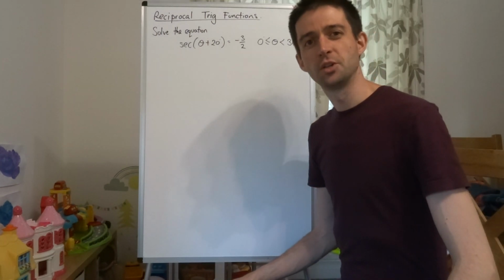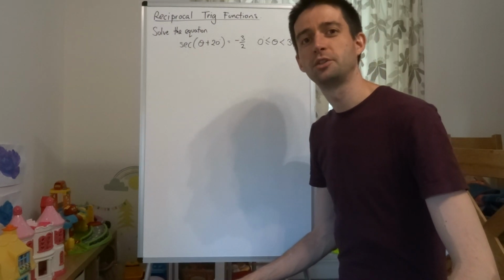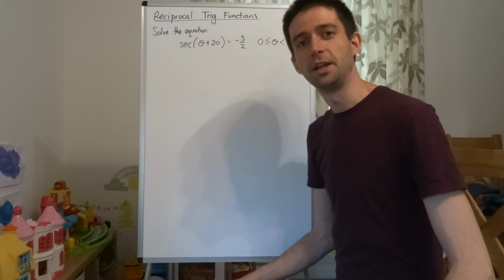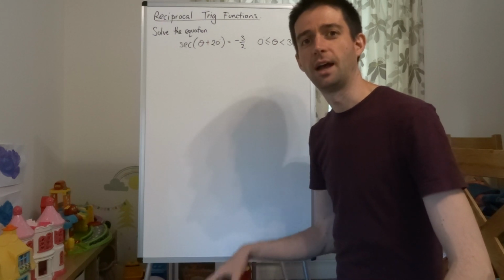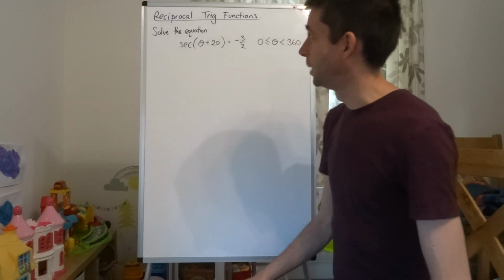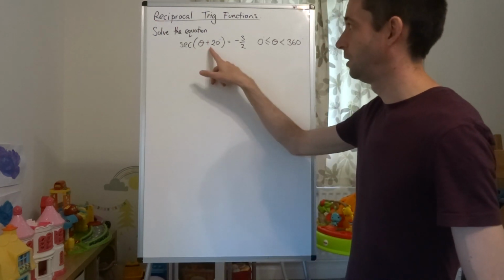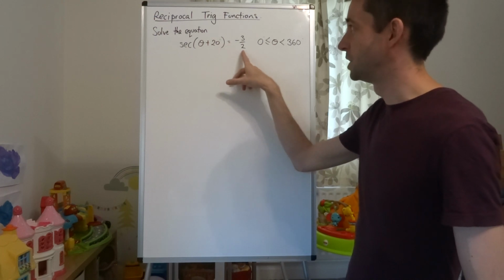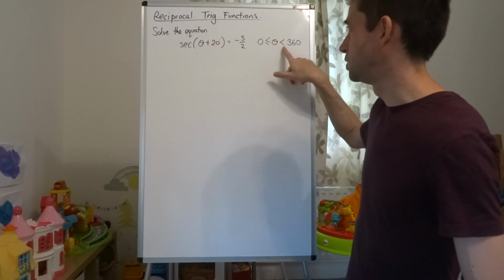This is part 2 of the lesson on reciprocal trig functions, and in this lesson I'm going to be taking you through an example of how to solve an equation with a reciprocal trig function. So here we go. We have to solve the equation sec(theta + 20) = -3/2 between 0 and 360 degrees.